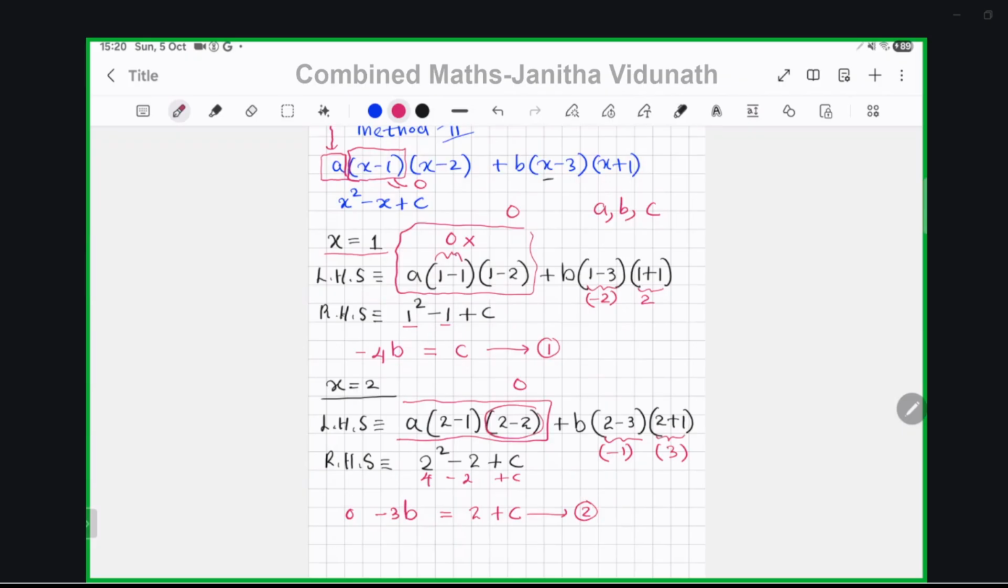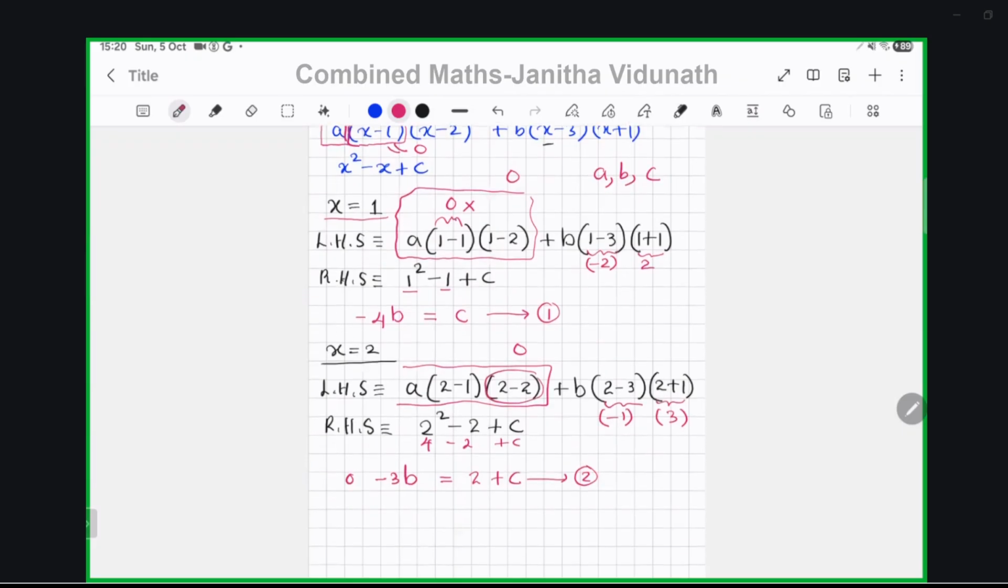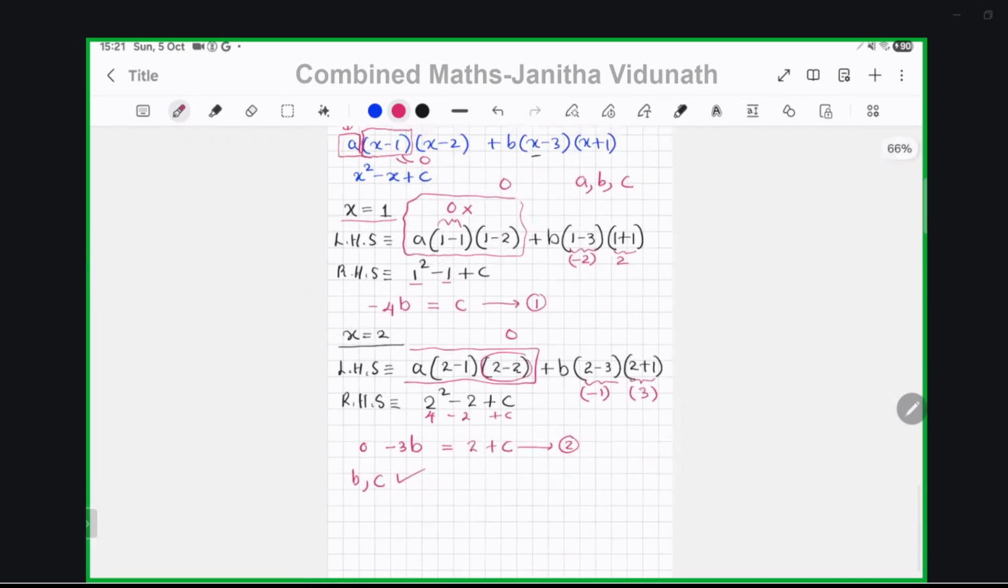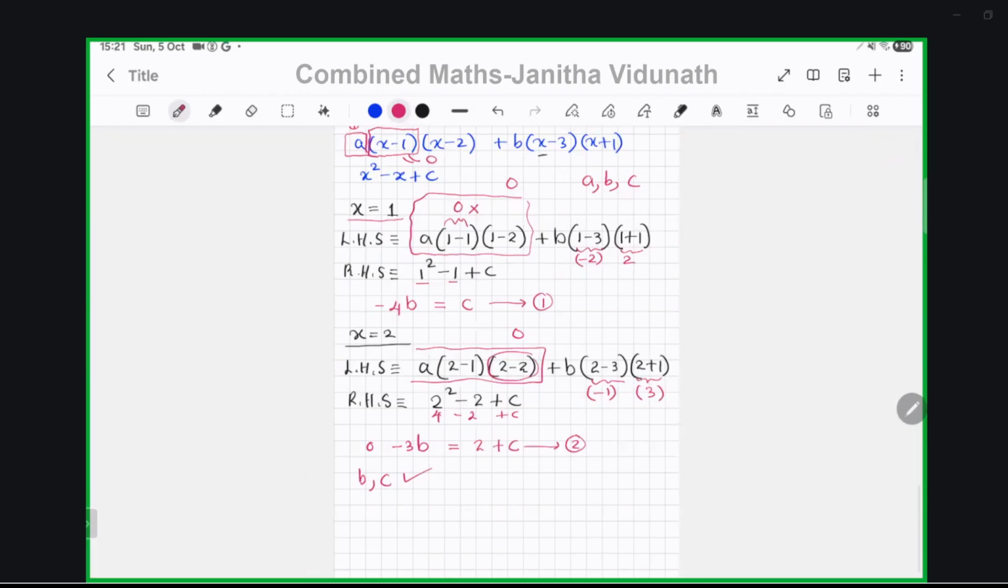Okay, this is our equation 2. From those two equations, simply we can get the values of b and c. Okay, likewise, we can substitute any values for both sides.